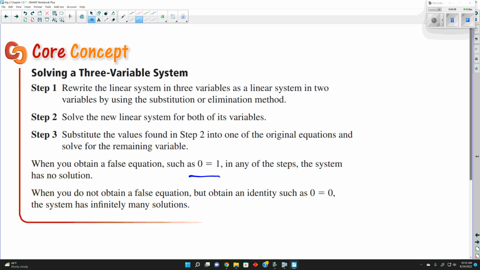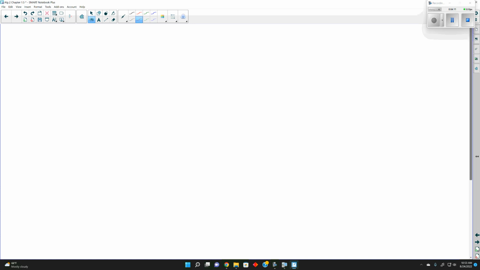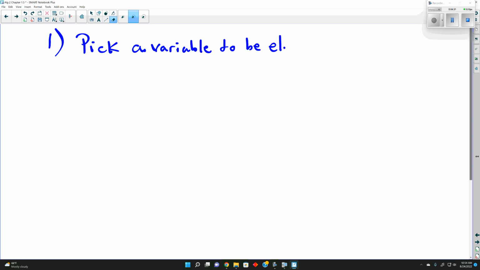Now, a better way to look at this, so our first steps, and we can write these in, is we want to pick a variable to eliminate, that we want to eliminate out. And an equation to eliminate it with.